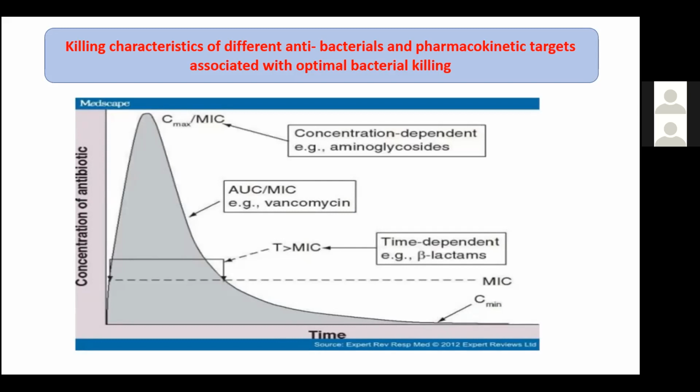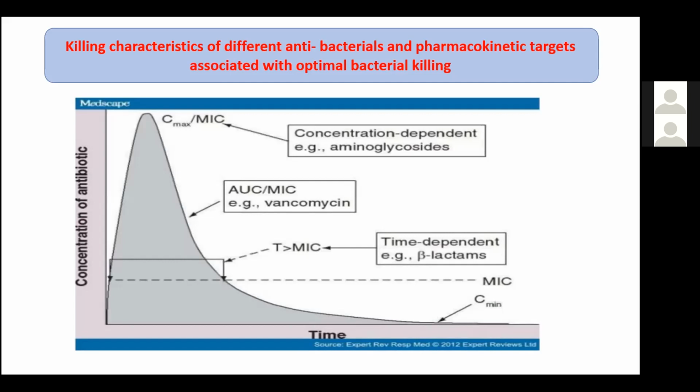Number 1 is the time-dependent killing. It means that the concentration of the drug in the plasma should be above the threshold level for a certain or a stipulated period of time. It can be 40% out of 24 hours up to even 90 or 100% out of the 24 hours period. Now that depends upon which organism we are trying to chase or which drug we are using. Such examples of time-dependent killing would be the beta-lactam antibiotics like piperacillin, tazobactam. We have the entire cephalosporin range, and we have the carbapenems like imipenem and meropenem. They are the beta-lactam antibiotics.